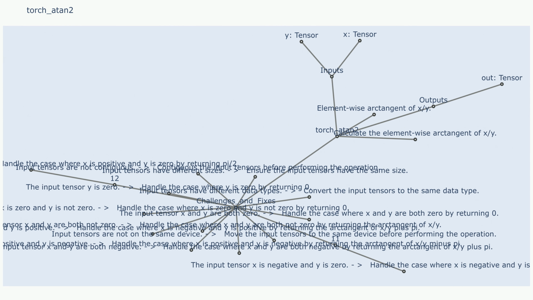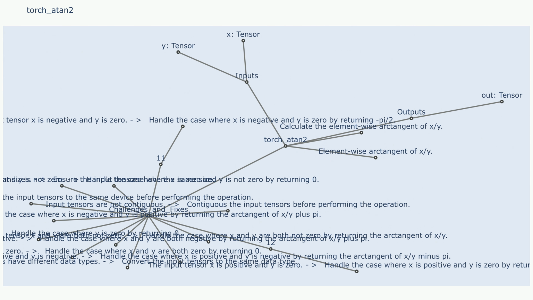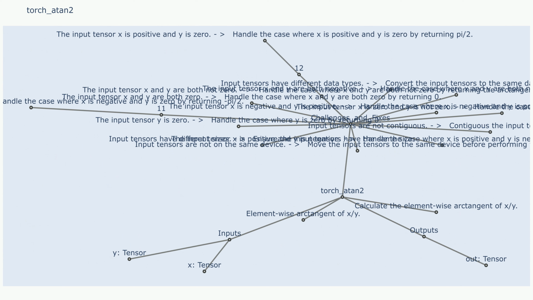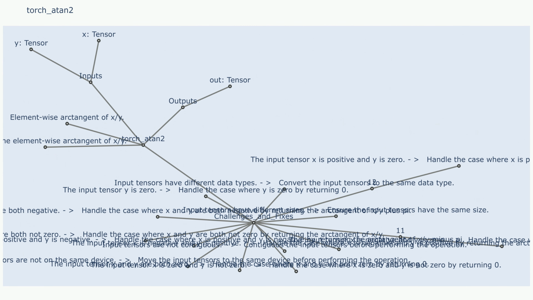Challenge 2, NaN or INF values in input tensors. If either the y or x coordinates contain NaN or INF values, the resulting angle will also be NaN or INF. Sample use case that resulted in challenge 2: torch.atan2(torch.tensor(float('inf')), torch.tensor(1.0)). Fixes to challenge 2. The function propagates these values as is, as they indicate undefined or infinite angles.